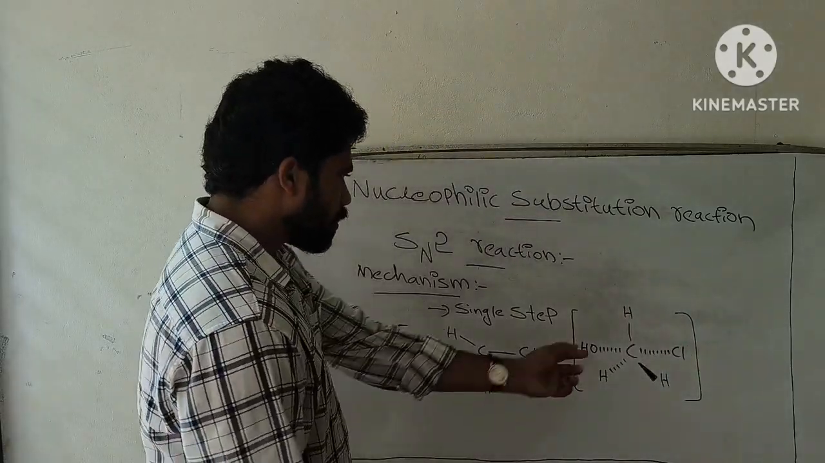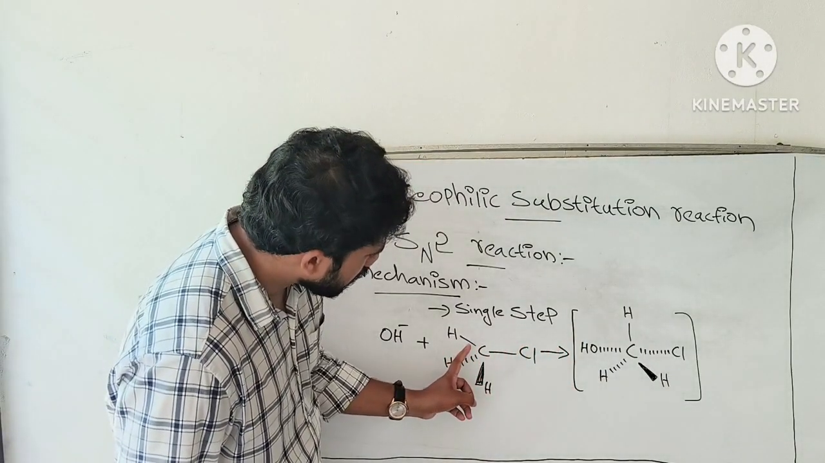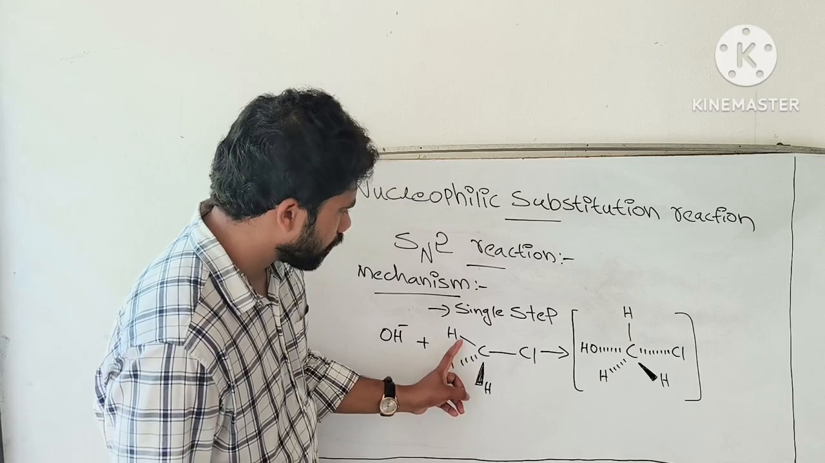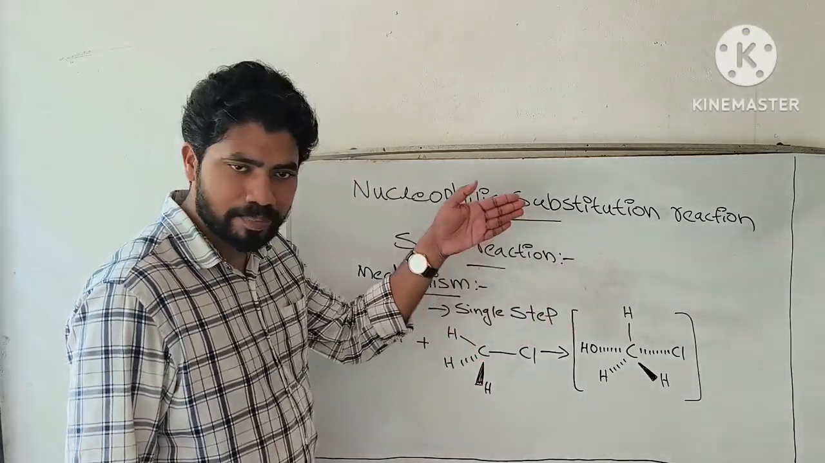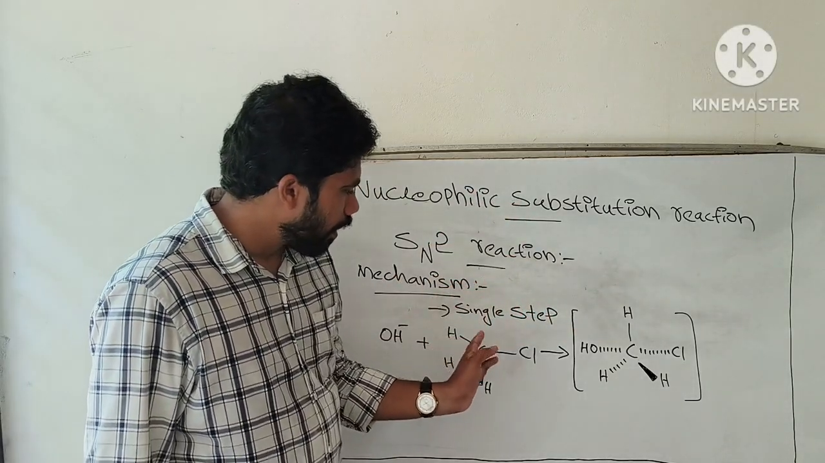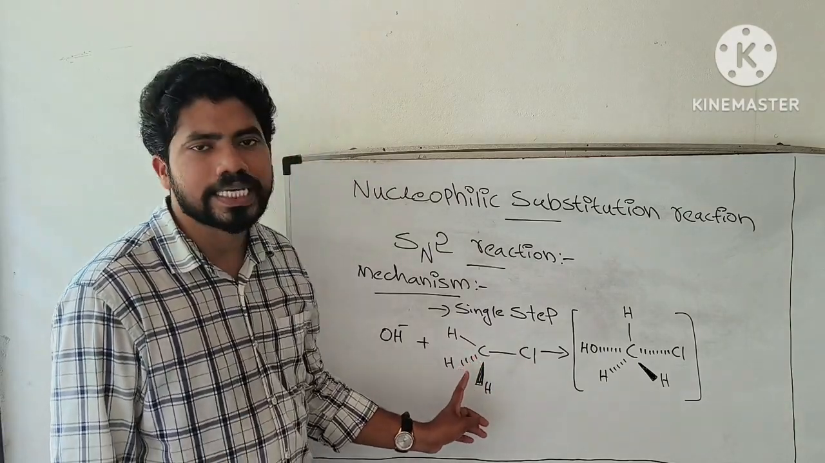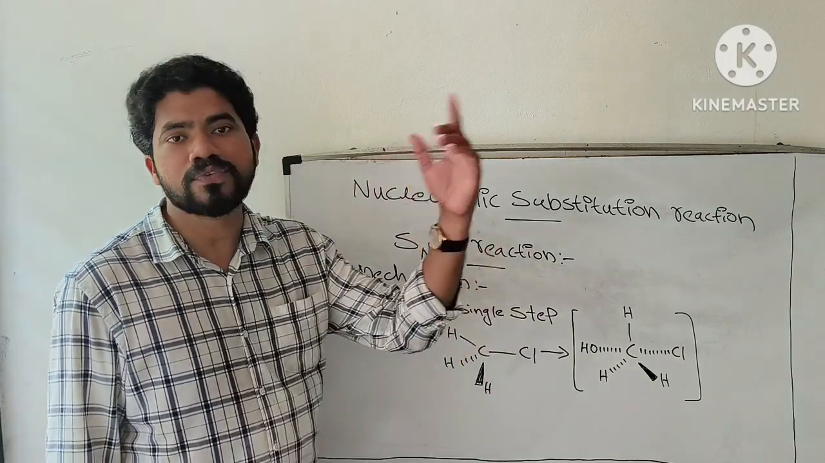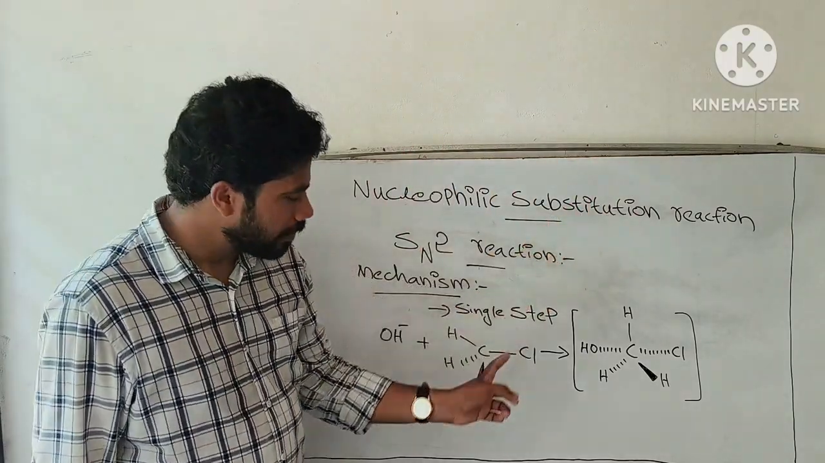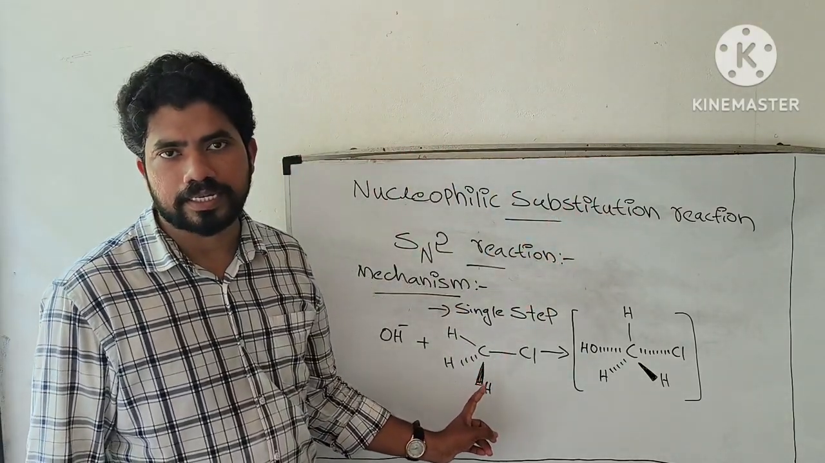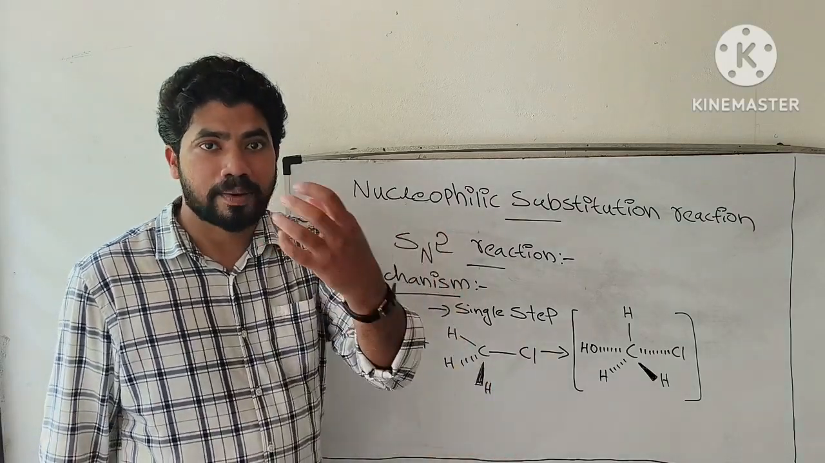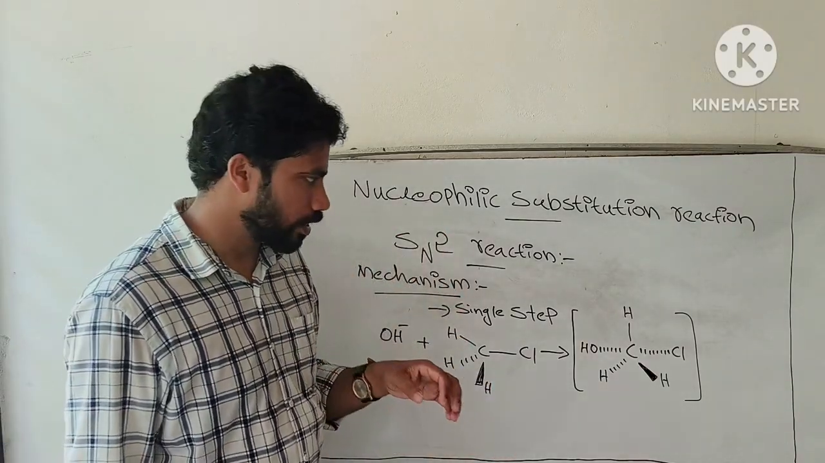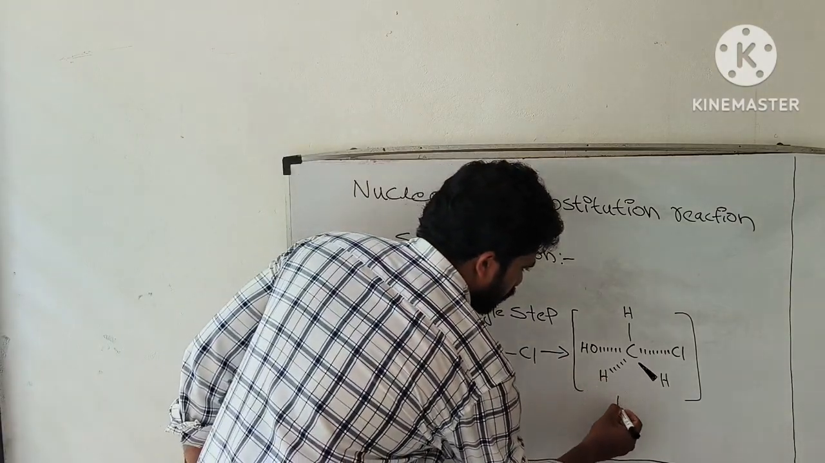Dear students, this straight line indicates the bond in this plane, and this dashed line indicates the bond away from the observer. And these solid wedges indicate the bond coming towards the observer. Now, this is the transition state.